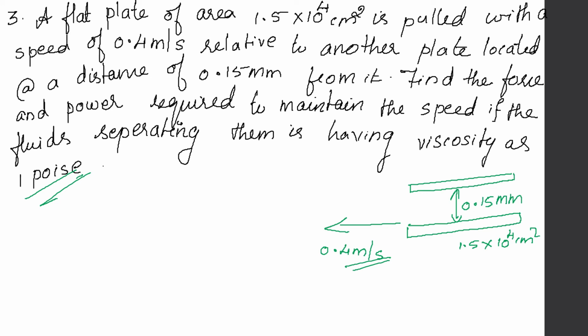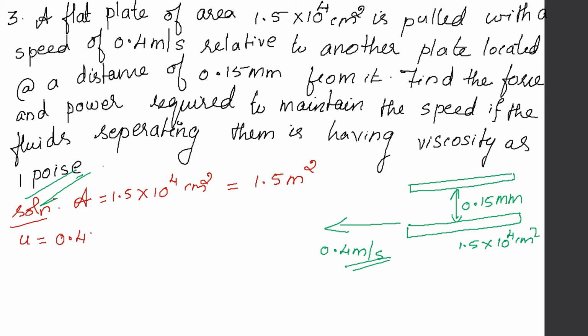So we will go for the solution. Given things are area is equal to 1.5 into 10 raised to 4 centimeter square. We will convert it into meter square. We will get 1.5 meter square. And the velocity is given as 0.4 meter per second. Also the distance between the plates dy is given as 0.15 mm. We will convert it into meter. We get 0.15 into 10 raised to minus 3 meter.